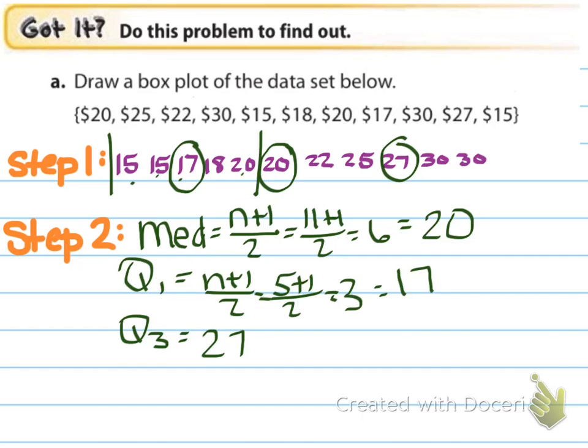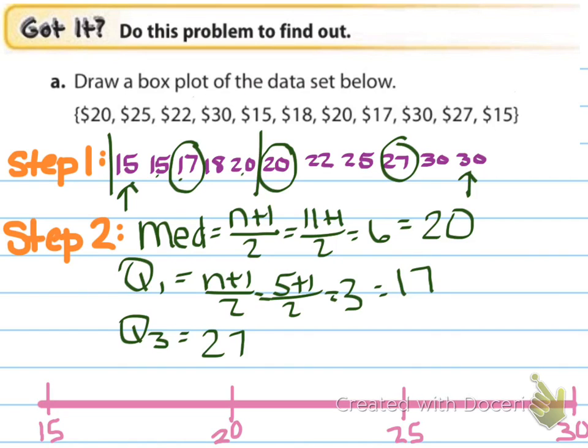And then now I just need to plot these on a line. So I'm going to make a number line. My lowest value is 15 and my highest value is 30. So those are my parameters I need to make sure I put on my number line. So I've made my number line 15 to 30, skip counting by 5s, but I know I'm going to have to put numbers on the inside here, and that's perfectly fine.